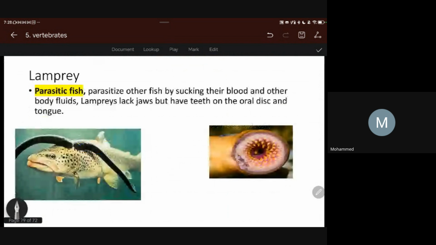We have the lamprey fish, which are parasitic fish. Anything that's parasitic causes harm. They parasitize other fish by sucking their blood and other body fluids. They do not have a jaw, but they have teeth, and this is what they look like.